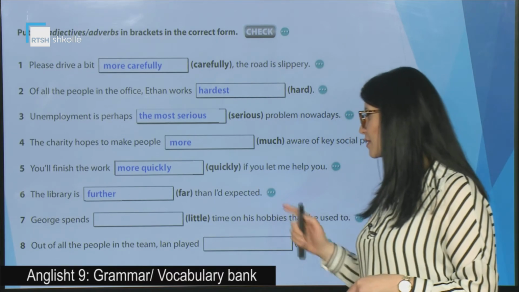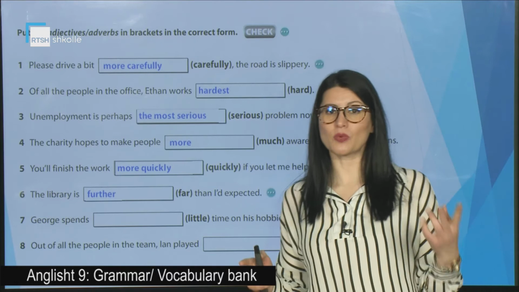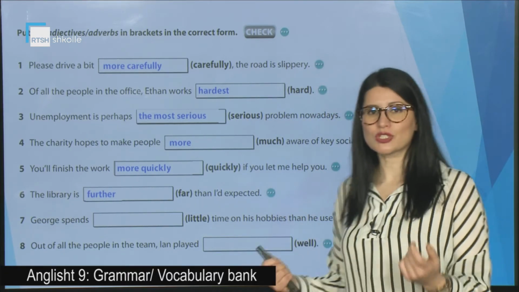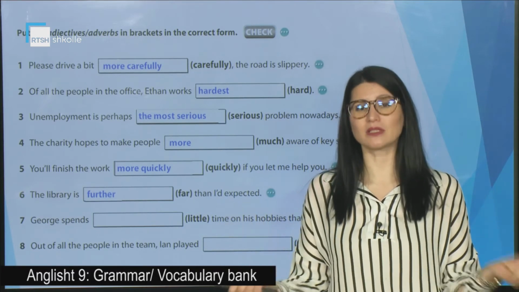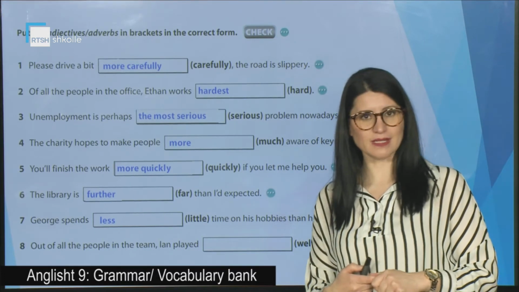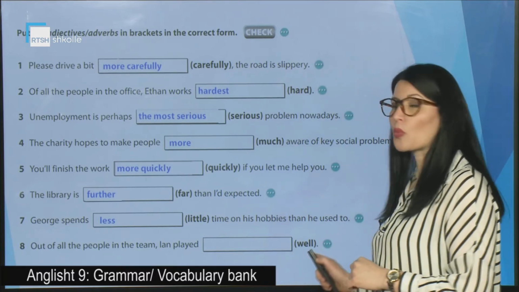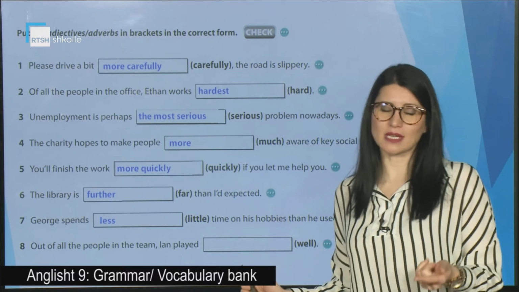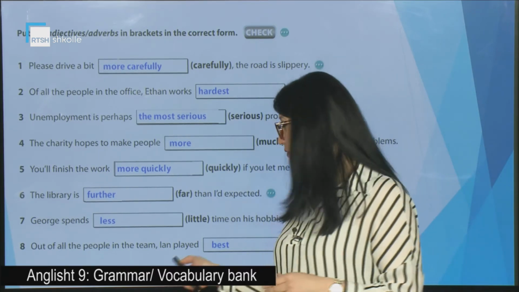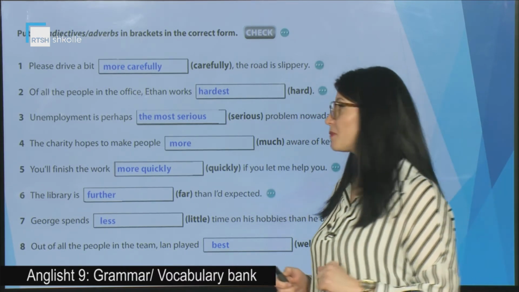George spends little time on his hobbies than he used to. So here we are comparing two situations and we have the word than. So we are going to use the word little in its comparative form. So it will be less. The last sentence, out of all the people in the team, Ian played well. So we are going to use this adverb in the correct form, and it would be best, because here Ian is compared to all the people in the team.